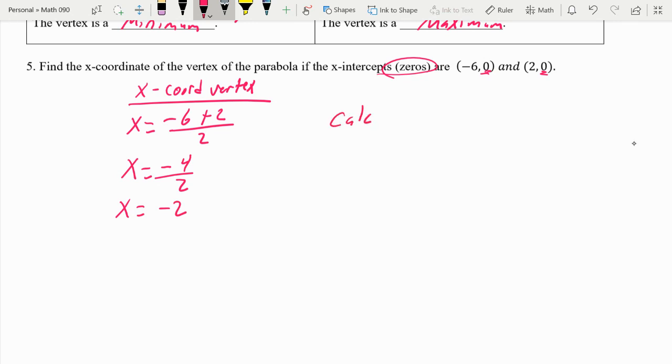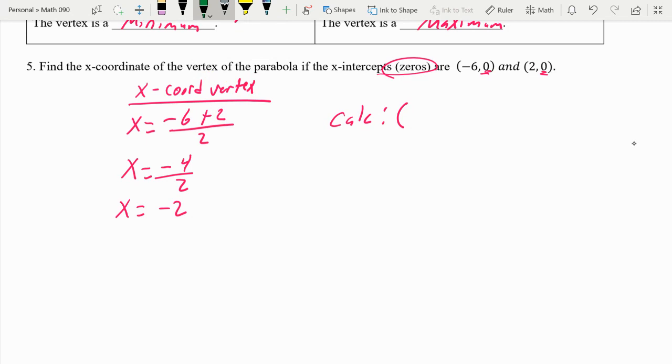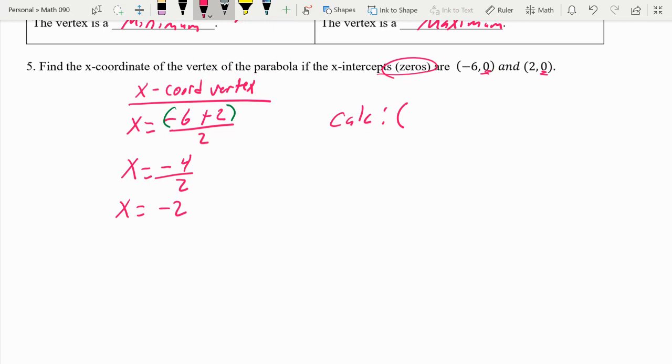If you're going to use your calculator, please put this in correctly. On your calculator, use parentheses, because your calculator's stupid. You guys have heard me say this plenty of times. Your calculator's stupid. You know that you're going to do those two first. You know you're going to do -6 plus 2 first. So on the calculator, you have to tell that dumb thing to do -6 plus 2 first. So put them in parentheses before you hit your division symbol.